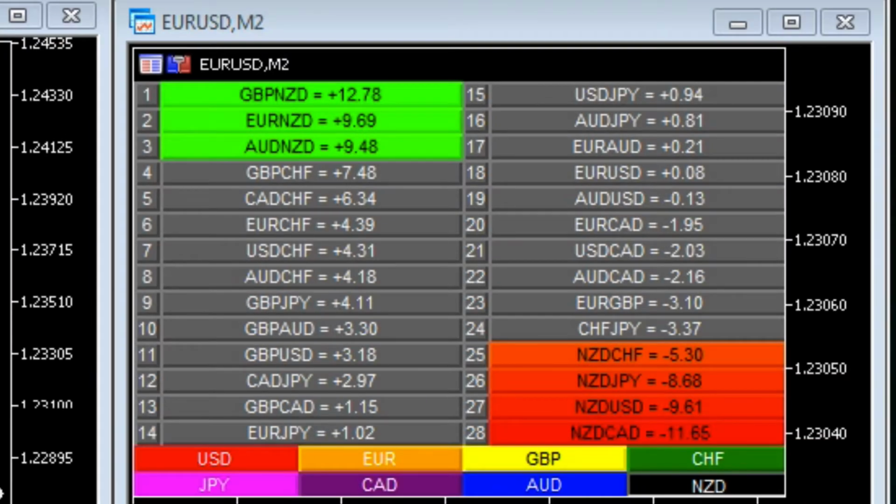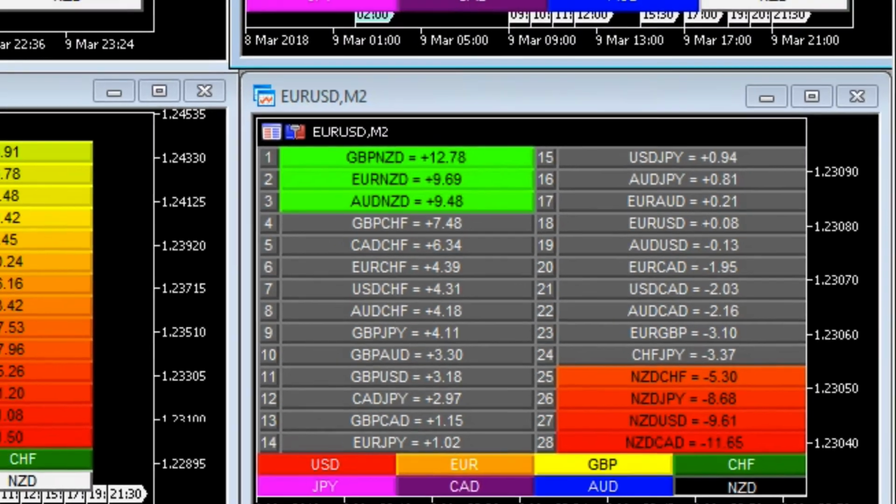So if all the associated pairs are showing similar strength, either bullish or bearish, then this may either be a good time to join the move, or alternatively, it may be an opportunity to wait for a potential reversal in trend as the pairs reach the extremes.